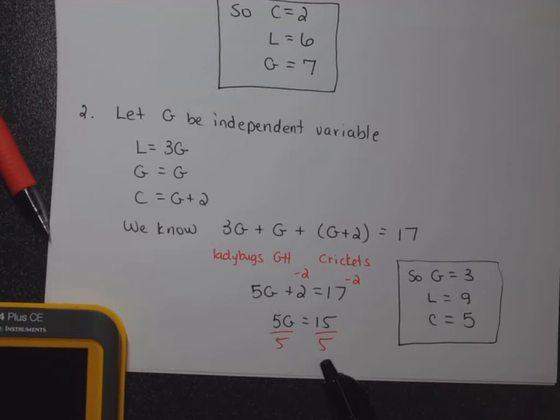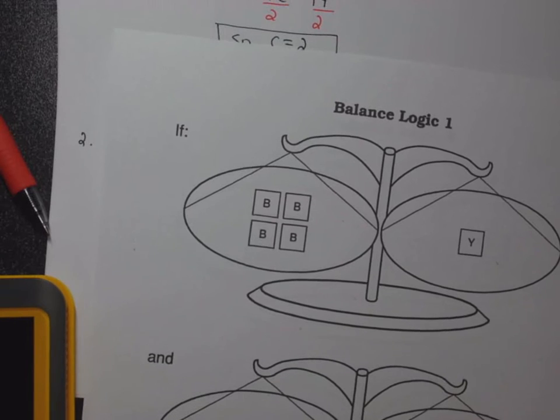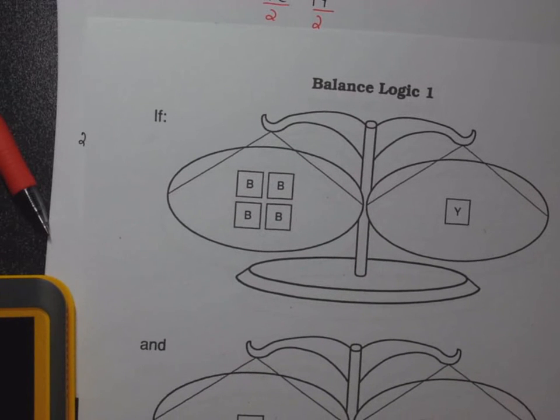Okay, so that is the bug collections. Now let's look at the balance logic. So if you haven't gotten those worksheets out, they look kind of like this. Okay, so it's going to be kind of the same kind of thing, but we're going to have to kind of work some of these concepts out.